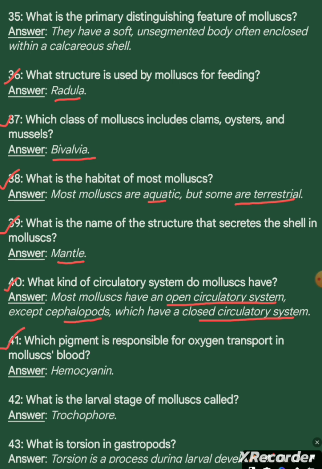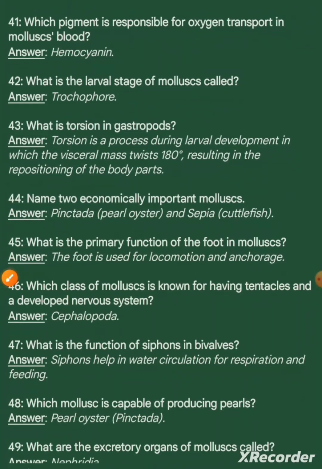Question 41. Which pigment is responsible for oxygen transport in mollusk blood? Answer. Hemocyanin. Question number 42. What is the larval stage of mollusks called? Answer. Trochophore. Question 43. What is torsion in gastropods? Answer. Torsion is a process during larval development in which the visceral mass twists 180 degrees, resulting in the repositioning of the body parts.